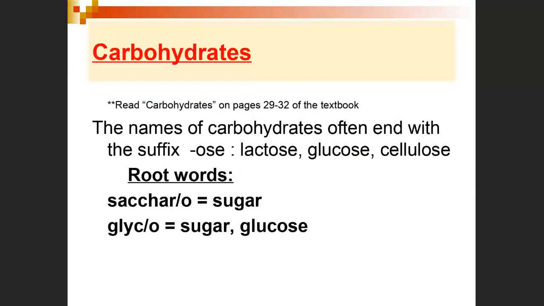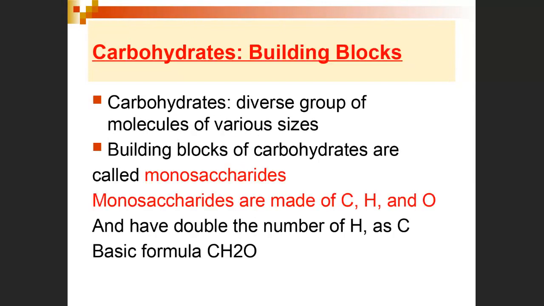The next molecule that is looked at are the carbohydrates. And there are different ways to approach them. None of them are necessarily better or worse. I'm going to show you the way I like to approach them. So first thing about carbohydrates is that the names often end in the OSE suffix. That's some of the root words used for sugar or glucose. They are made of carbon, hydrogen, and oxygen. Notice there is no nitrogen.